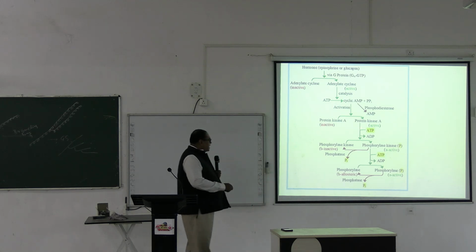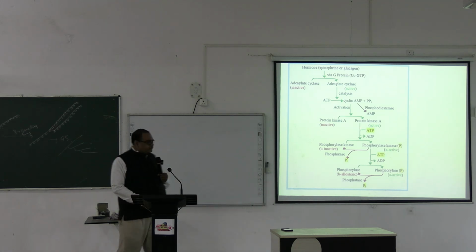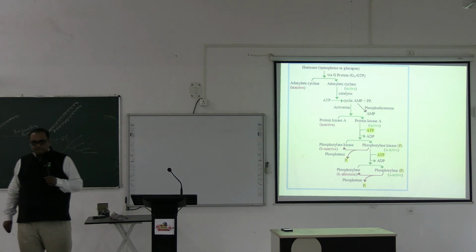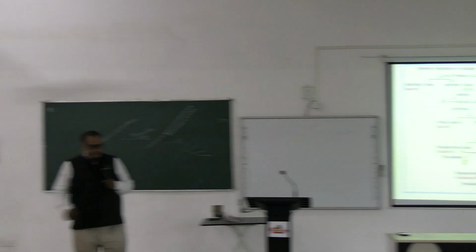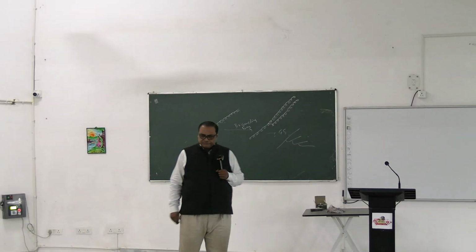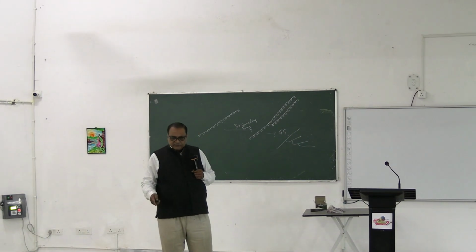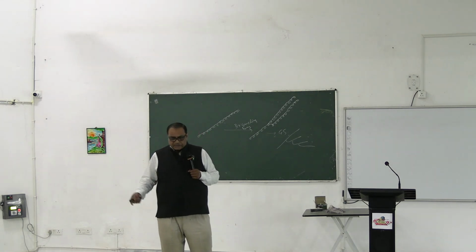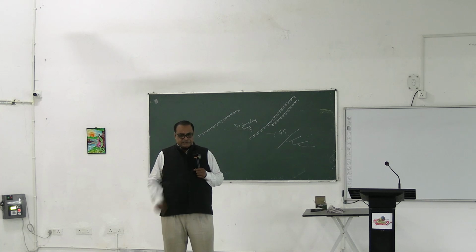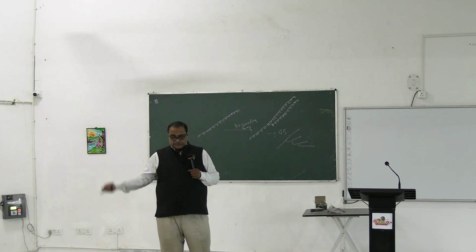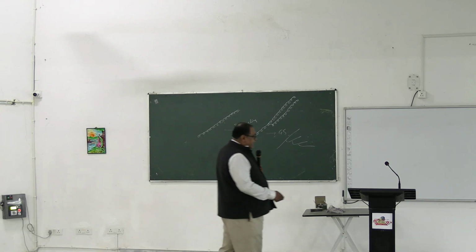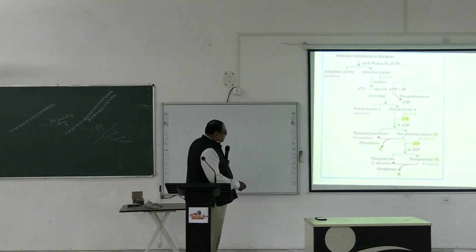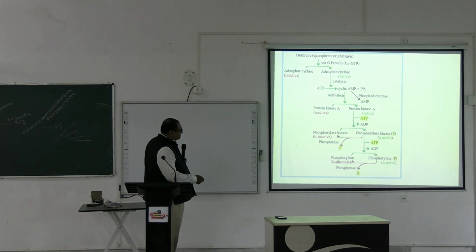So inactive CDPK to active CDPK, which then phosphorylates inactive phosphorylase kinase to active phosphorylase kinase. If you phosphorylate, it will become active. Remember, phosphorylase requires phosphate for activation. It is just opposite in case of glycogen synthase. So active phosphorylase can again be deactivated by phosphodiesterase, same enzyme.